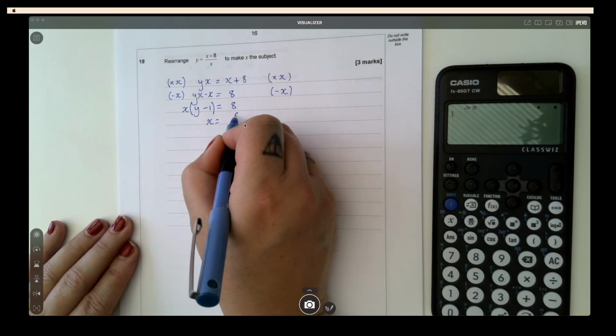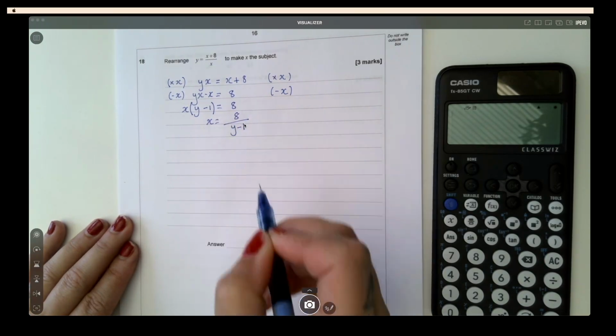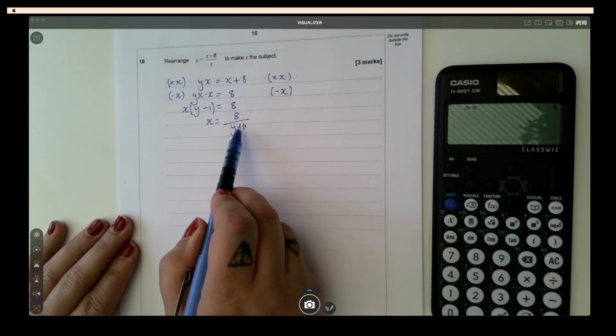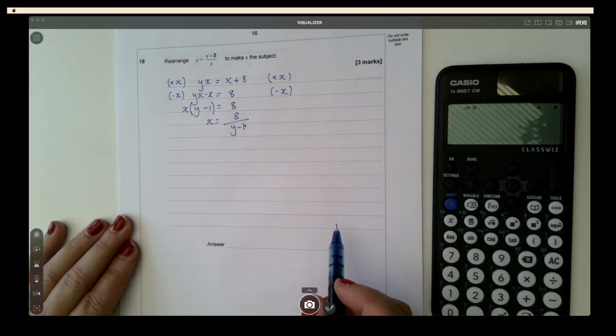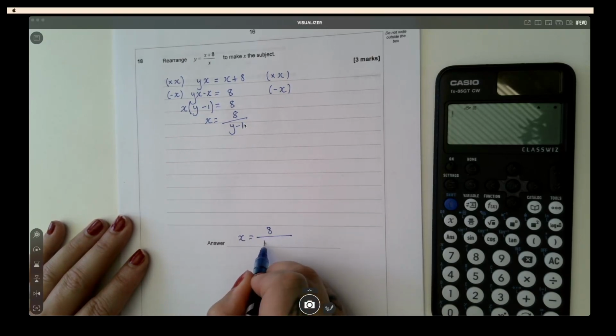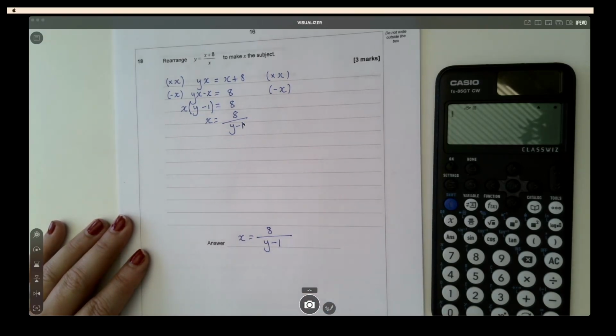Now that I've factorised and got the x in 1, I'm going to divide by that bracket. So x equals 8 over y subtract 1. It's important when you're dividing that the whole thing goes underneath and we write it as a fraction. And then I'm going to pop that on my answer line. So x equals 8 over y subtract 1.